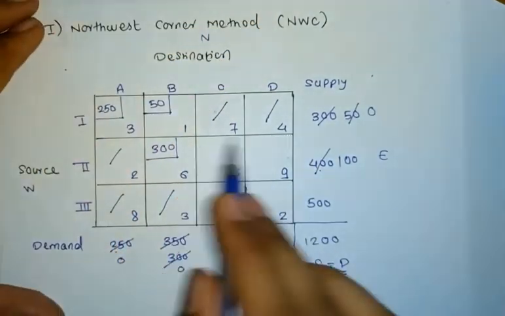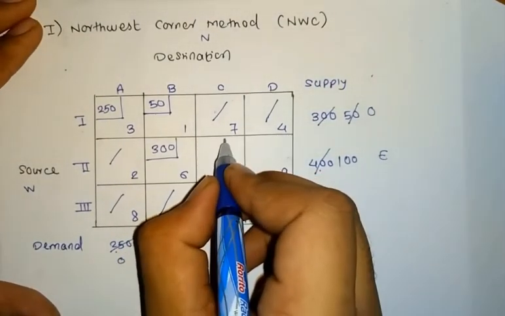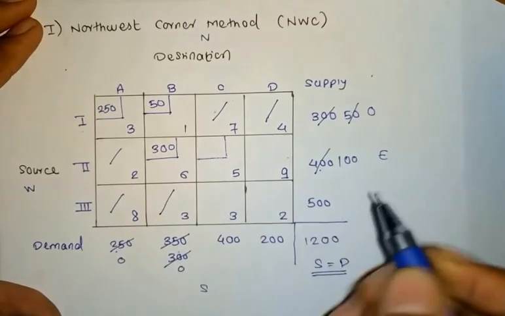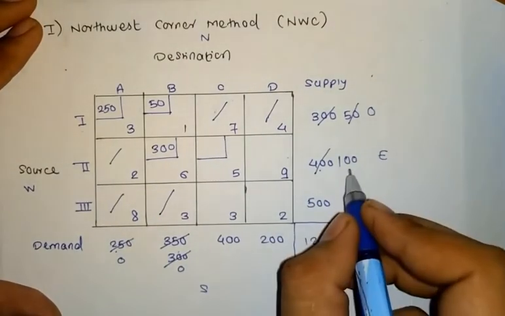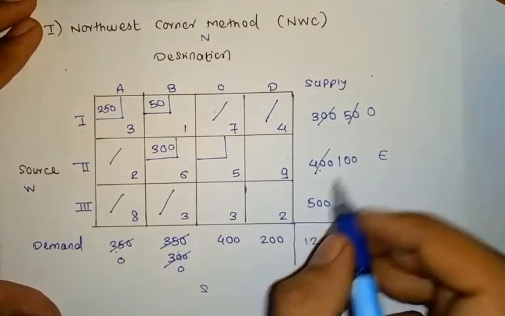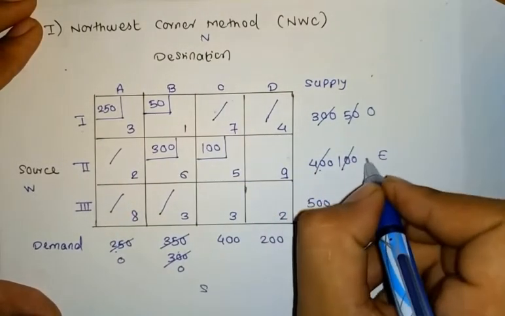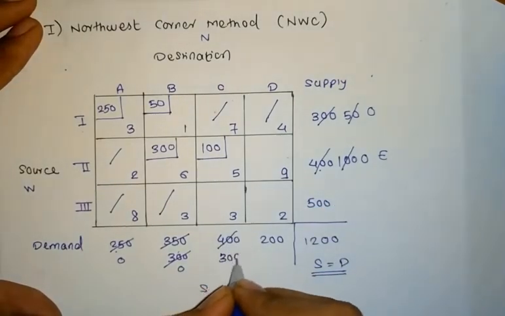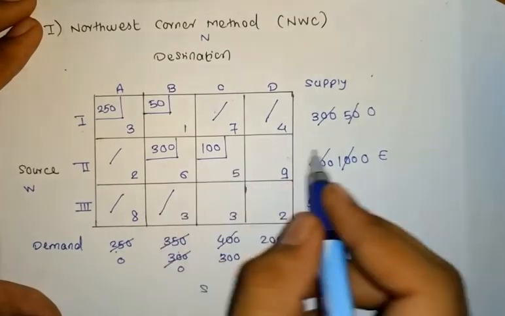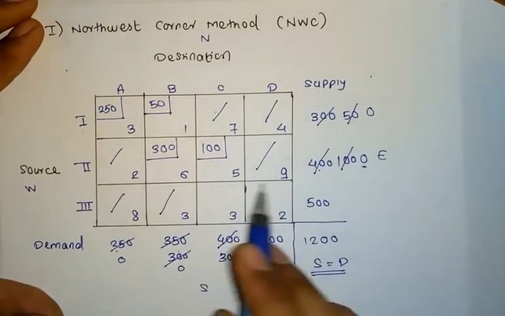Among the remaining four values, we choose 5. For this 5, the demand is 400 and the supply is 100. Comparing these two values, we assign 100. The supply remaining is 0, and in the demand of 400 the remaining value is 300. Since the supply is 0, we can cancel the row.